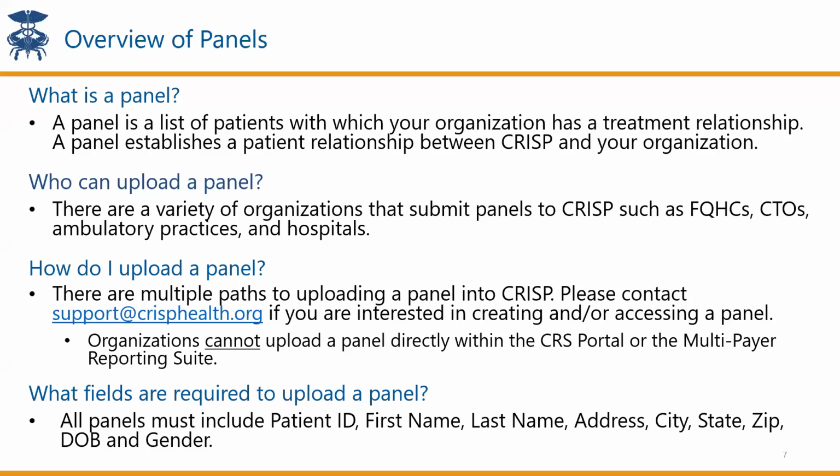Some of the fields that are required for uploading a panel are a patient ID, first name, last name, address, city, state, zip, date of birth, and gender. You need those fields in order to upload a panel with CRISP. And as mentioned before, panels are used in multiple different CRISP services. This includes the multi-payer reporting suite. So again, you need a panel in order to use this report.